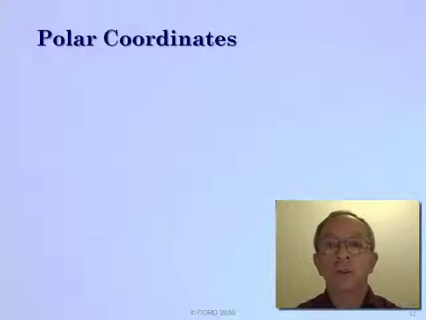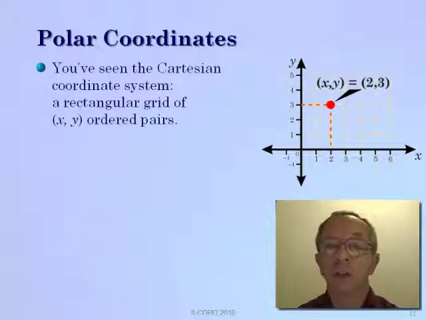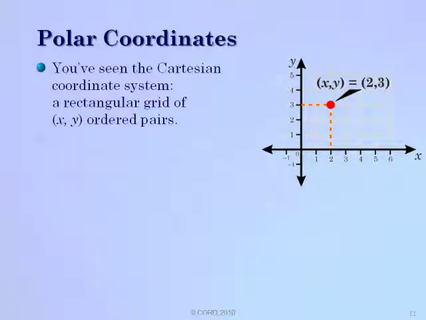Okay, so let's turn our attention to a different kind of graph, a polar graph that represents data on a polar coordinate system. You've seen the Cartesian coordinate system. That's a rectangular grid of x and y ordered pairs where we plot the x value and the y value and determine the location of a point.